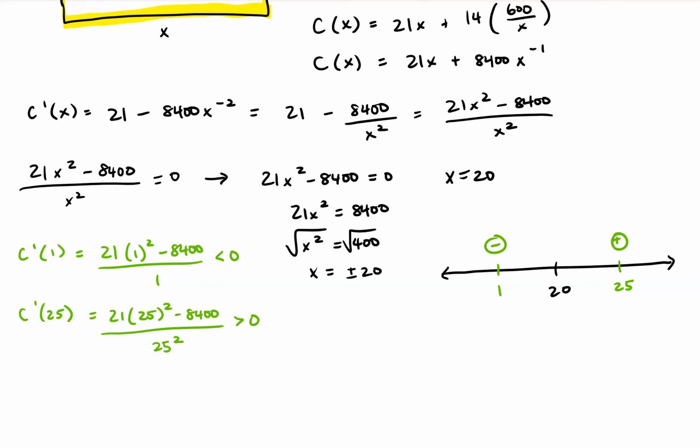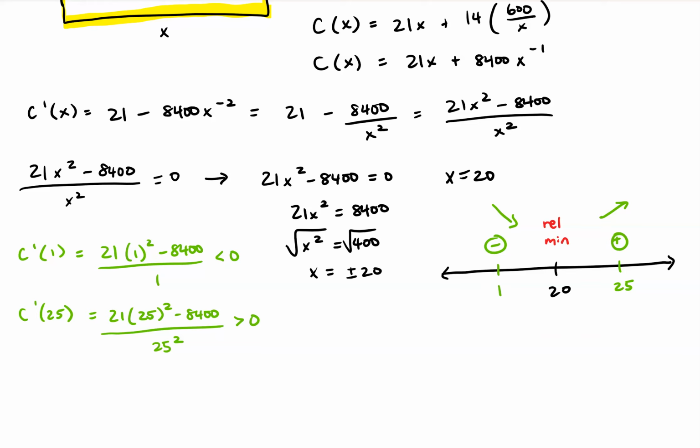And so we go from decreasing to increasing, so that means that when x equals 20, we have a relative minimum, which is what we want since we are trying to minimize the cost. So 20 is looking good.